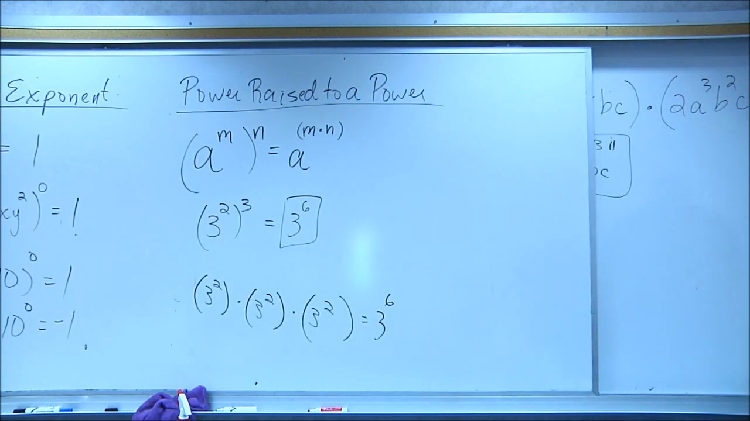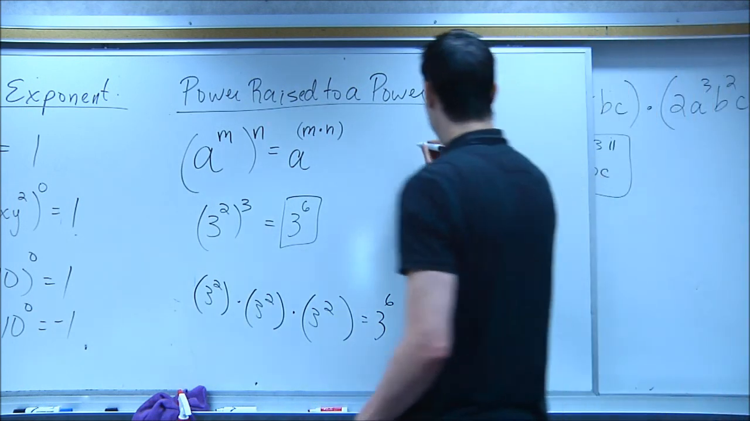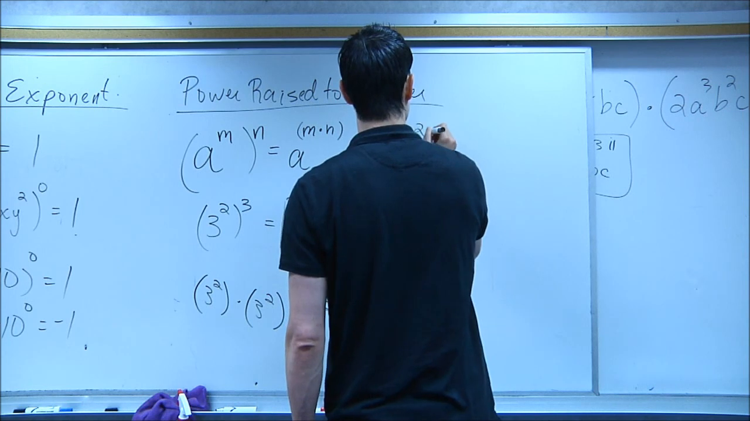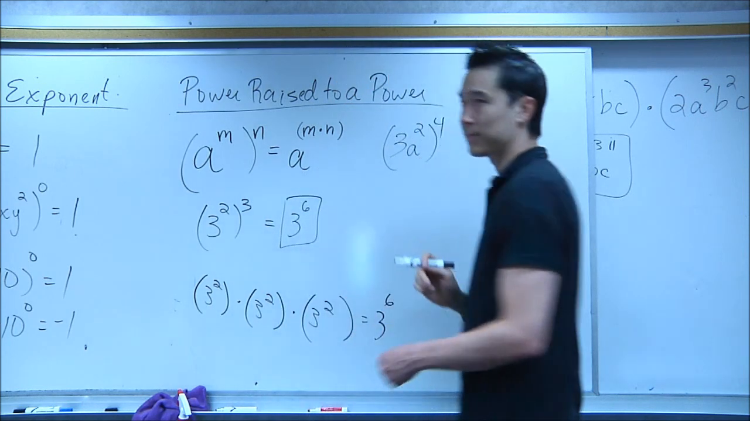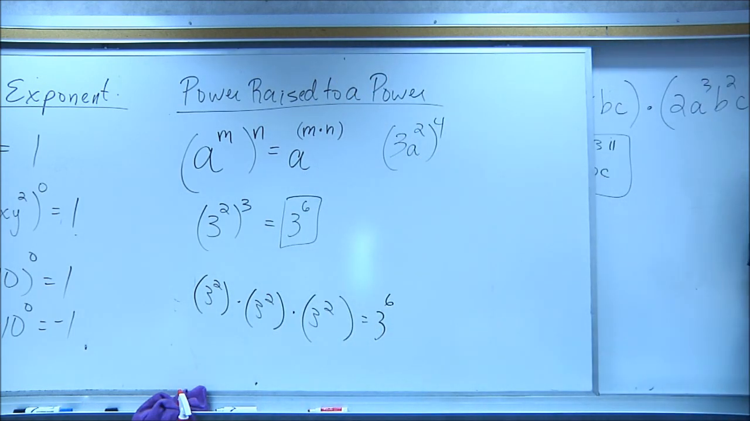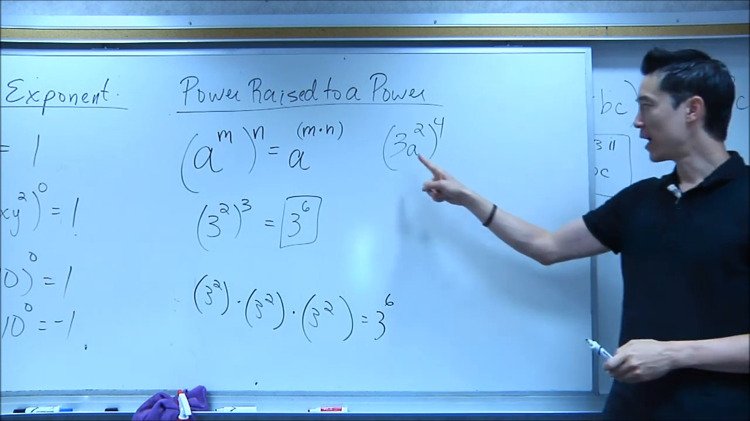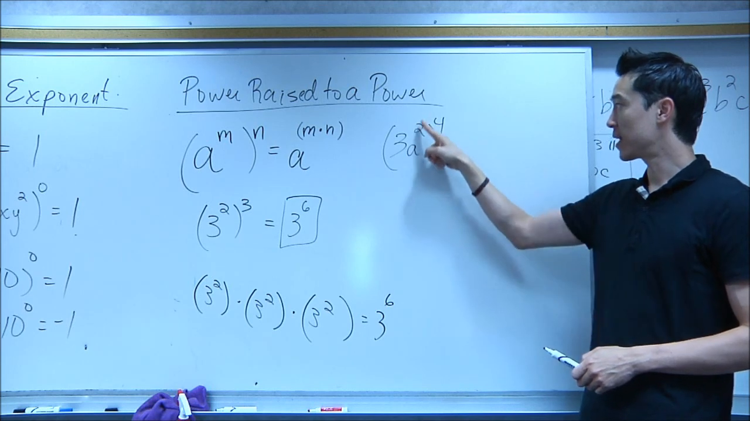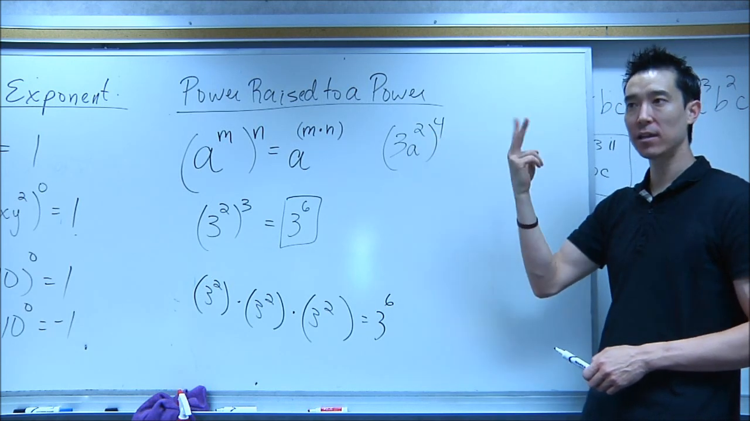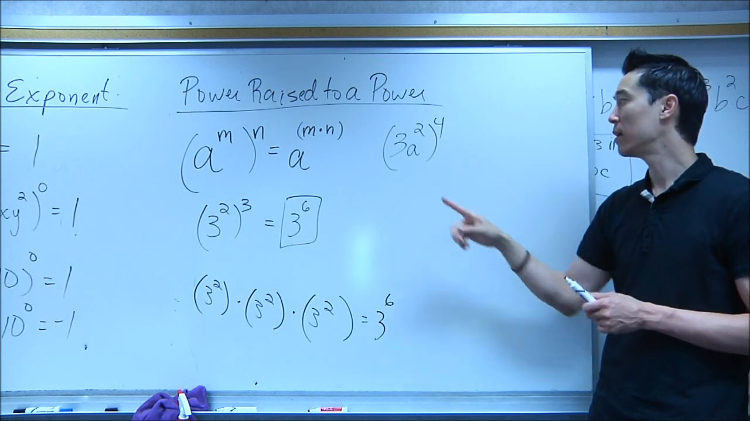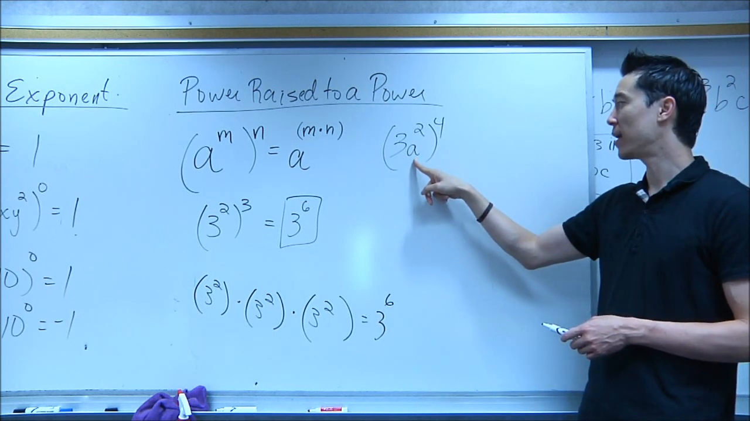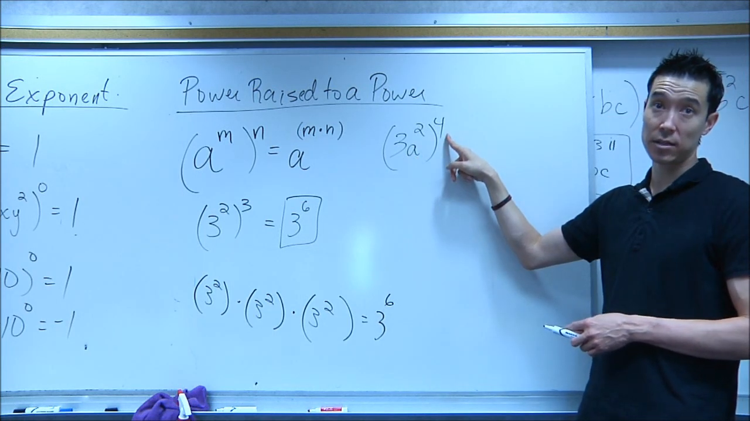All right, let's do some of these problems. 3a squared, all raised to the 4th. When you have something like this, I have a coefficient of 3, and I have an exponential expression, a squared. So I'm really looking at 2 things: my coefficient and my exponential part. Both of them are being raised to the 4th power.